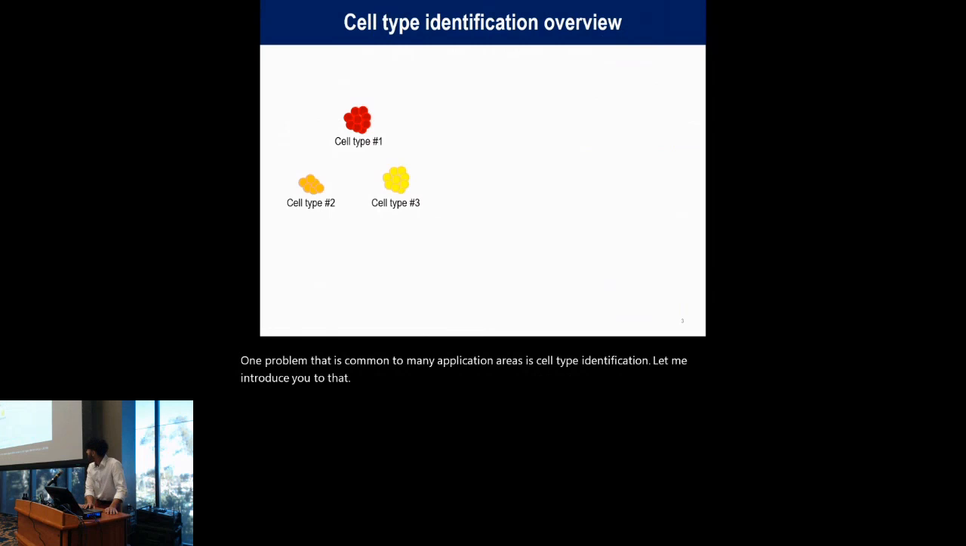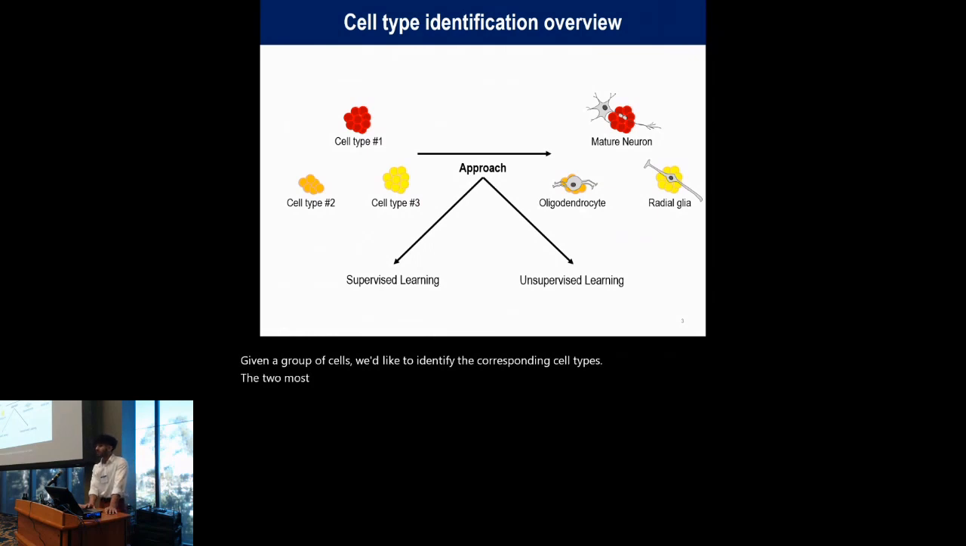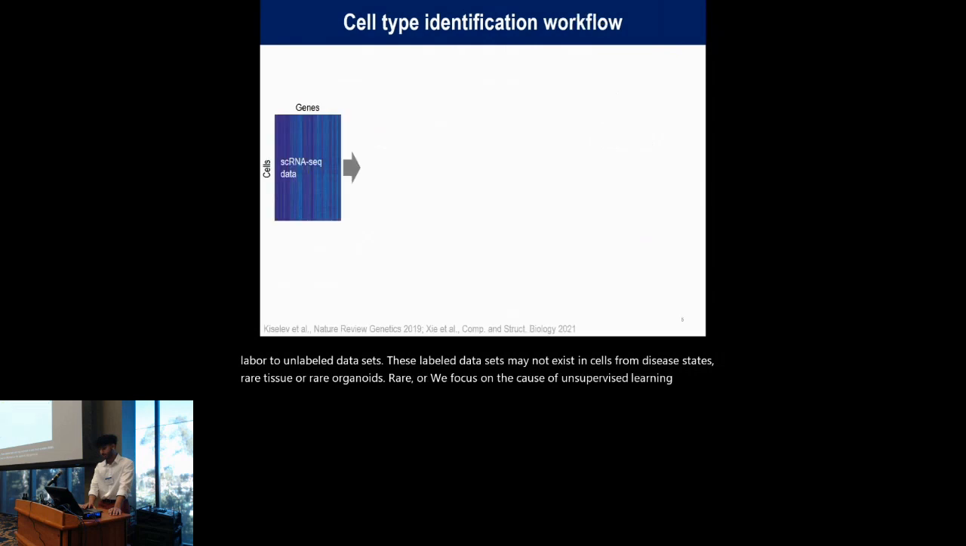Given a group of cells, we'd like to identify their corresponding cell types. The two most popular approaches for this are supervised and unsupervised learning. While supervised learning approaches are promising, they require the transferring of labels from labeled to unlabeled data sets. These labeled data sets may not exist in cells from disease states, rare tissue, or rare organoids. Therefore, we'll focus on the class of unsupervised learning methods.